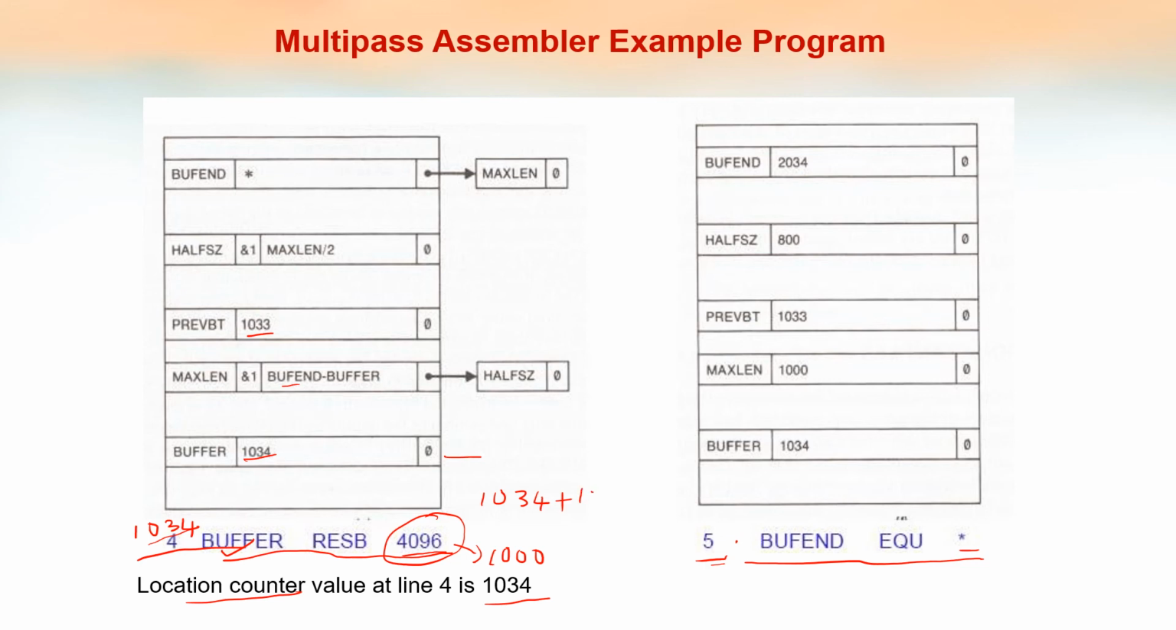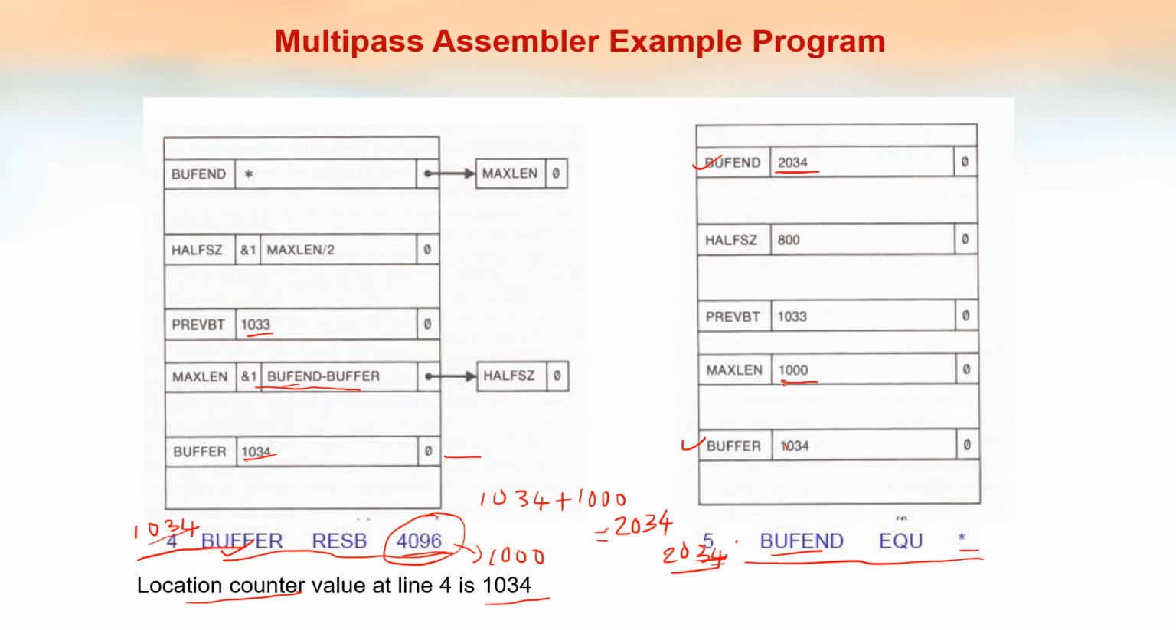So 1034 plus 1000 equal to 2034. I have to do hex addition. So here it will be 2034. So the buffend value now I have obtained as 2034. So instead of the defining expression, I can substitute the value of buffend, which is 2034. I have obtained buffend, and I have obtained buffer also. So buffend minus buffer, that is the Maxwellian value. That also I can obtain. Buffend minus buffer is 2034 minus 1034, that is Maxwellian, which will be equal to 1000.